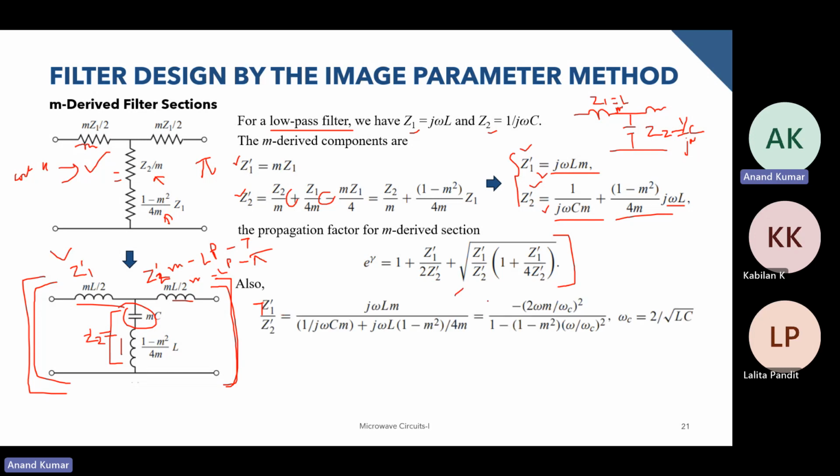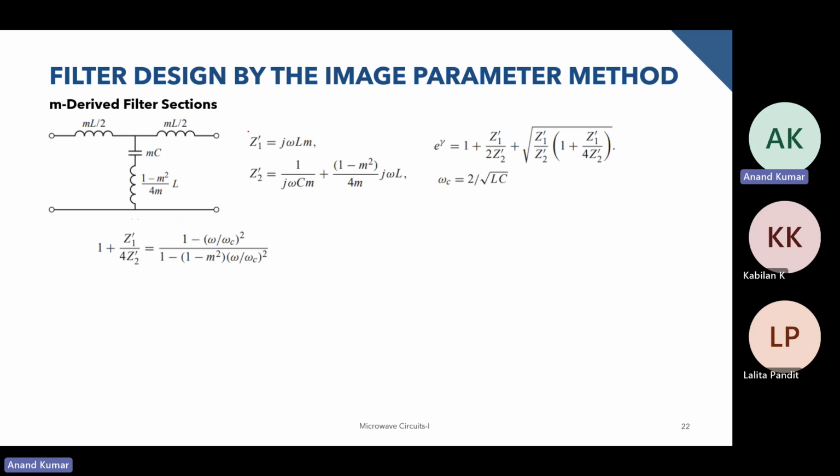So once we do that, let's first try to evaluate Z1 by Z2 dash. Since it is present over here, if we evaluate Z1 dash by Z2 dash, we have this expression over here where this omega c is 2 by root LC. And then we can write 1 plus Z1 dash by 4 Z2 dash equals to this expression over here. So we found out Z1 dash and Z2 dash, and then the propagation factor and the cutoff frequency.